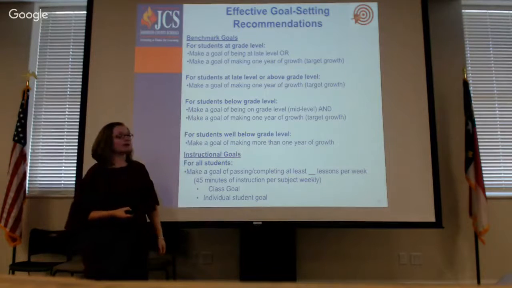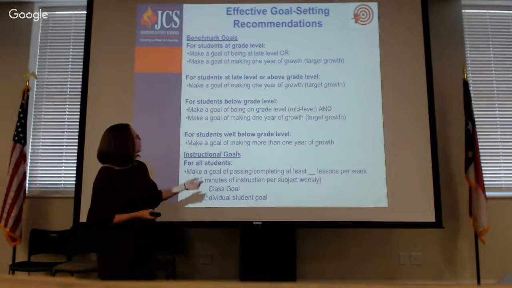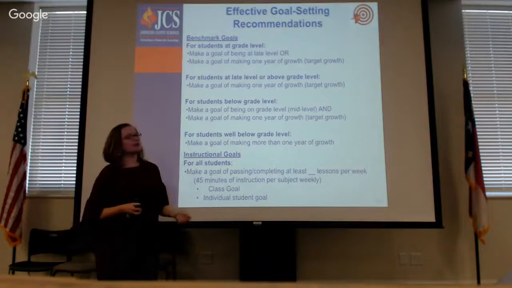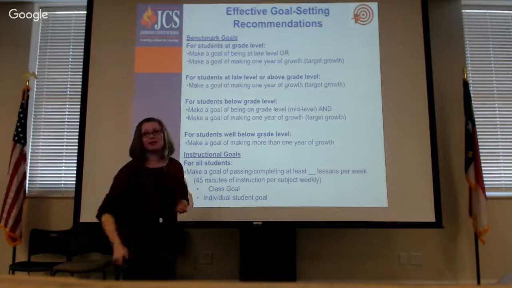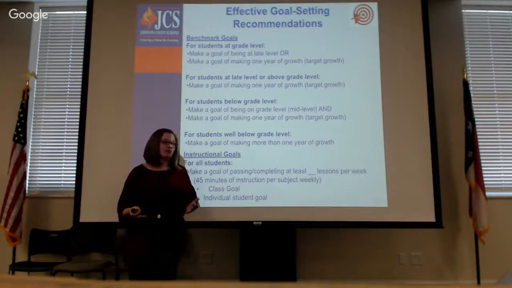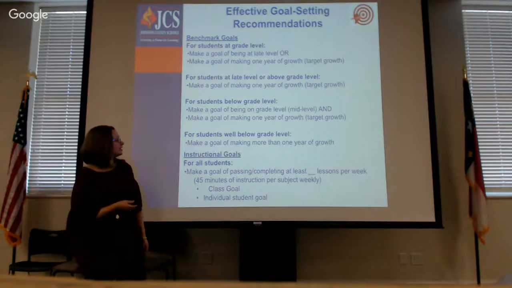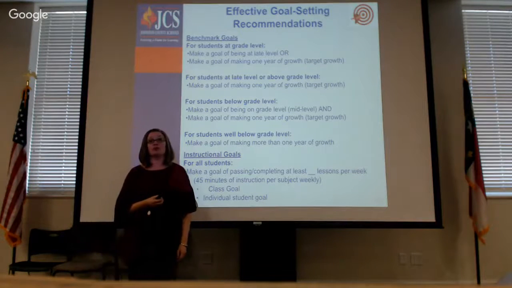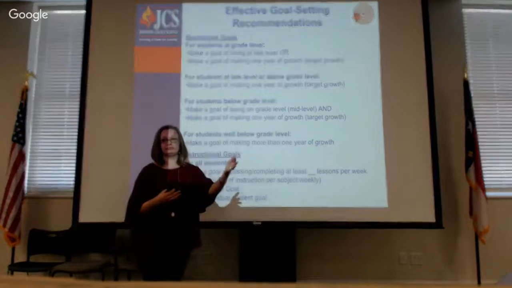For our students who are already at late level or above grade level, have them shoot for a year of growth. For our students who are below grade level, have them shoot for making 1 year of growth or being on grade level by the end of the year. That would help either way. And for students who are well below grade level, we really need to shoot for more than 1 year of growth. If not, they'll never catch up.